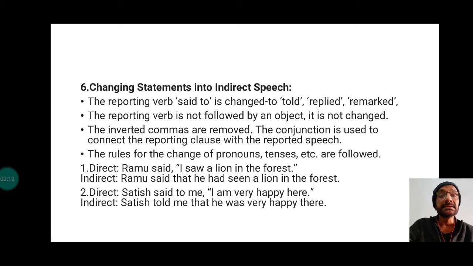Third, the inverted commas are removed. The conjunction is used to connect the reporting clause with the reported speech. And the fourth is, the rules for the change of pronouns, tenses, etc. are followed. Same rules. You don't have to make any adjustment, and you don't have to ignore any law over there. So changing assertive sentence into indirect speech is not that tough. Just one thing additional that you have to remember is, if there is said to, you change it to told, replied, or remarked.